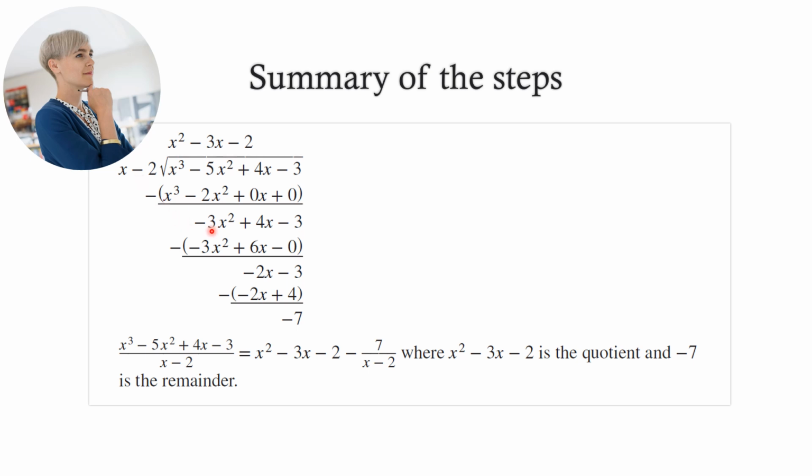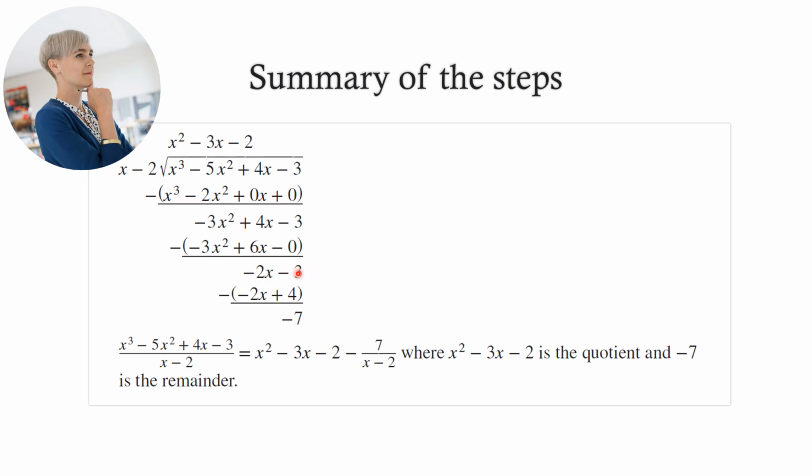process will be repeated. Here, the first term of the dividend, minus 3x squared, we divide by the first term of the divisor, then that will give us an answer minus 3x. So minus 3x times x will give us minus 3x squared. Minus 3x times minus 2 will give us positive 6x. Then the rest of the constant will be added as a 0. So here, let's subtract the result from the dividend. So minus 3x squared minus minus 3x squared will give us 0. 4x minus 6x is minus 2x, minus 3 minus 0 will give us minus 3. Good. So this one becomes our new dividend.